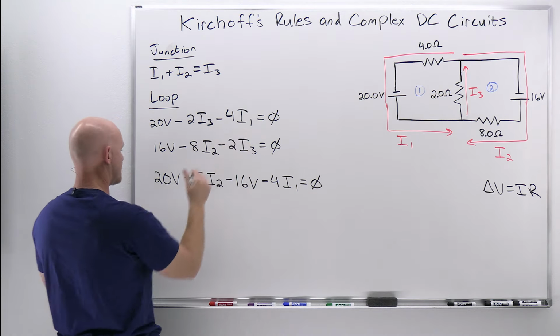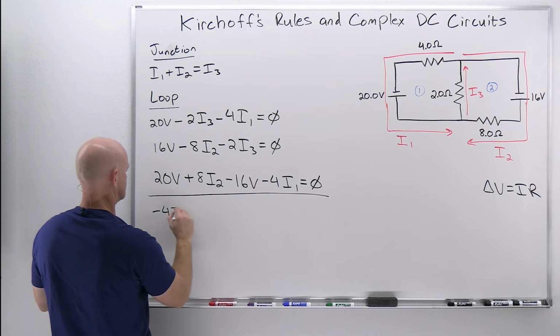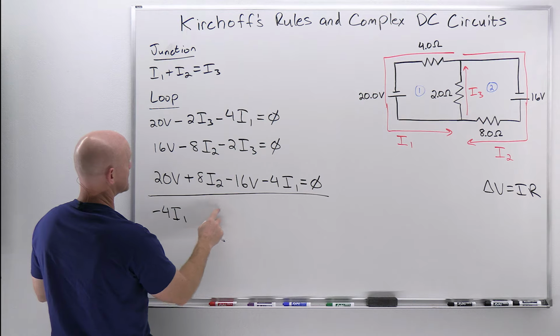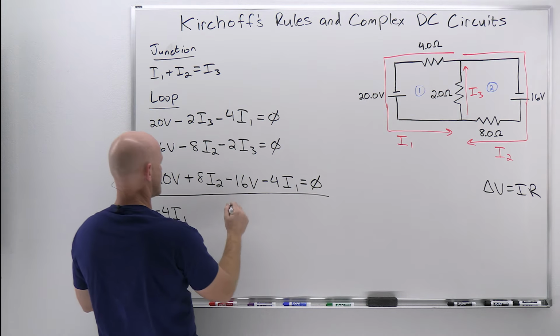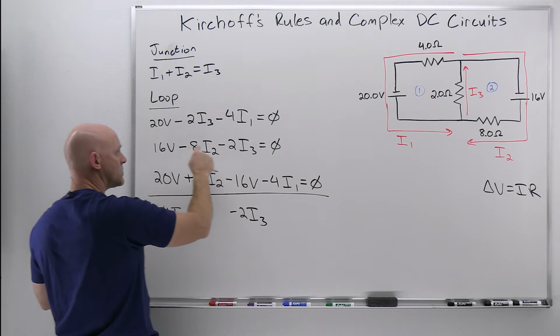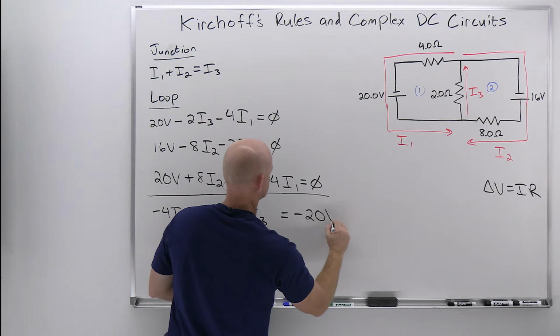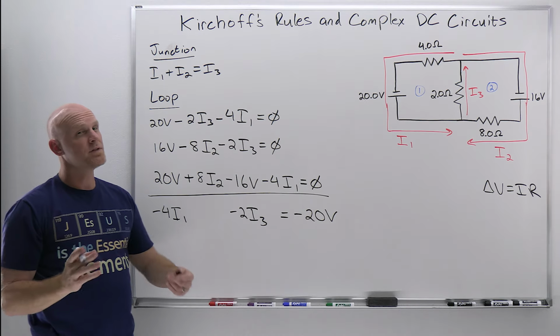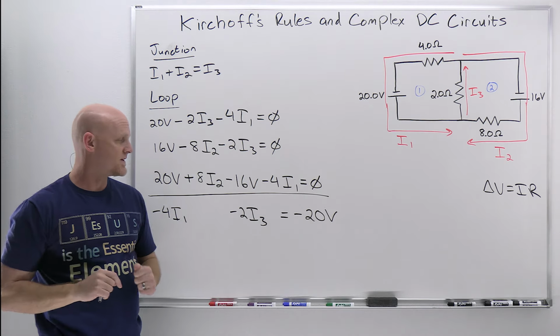So actually I'm going to start with negative 4i1. I'm going to leave a space because there's no term with I2 in it. And then I'm going to move on to I3. In this case, it's going to be negative 2i3. And if I subtract 20 volts from both sides, it's going to equal negative 20 volts. And I'm doing this for a reason that won't be immediately obvious, but it will be very obvious at the end of the lesson.